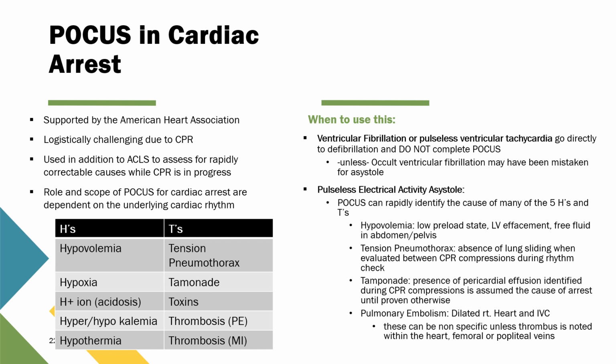The 5 T's would be tension pneumothorax, which we could help identify, tamponade, which would be very efficient at helping identify, toxins, which is not going to be our strong point, thrombosis or pulmonary embolism, which we just talked about how we could see, and then thrombosis from a myocardial infarction, which we could also be useful in helping evaluate.